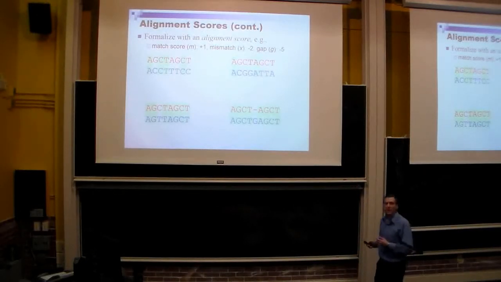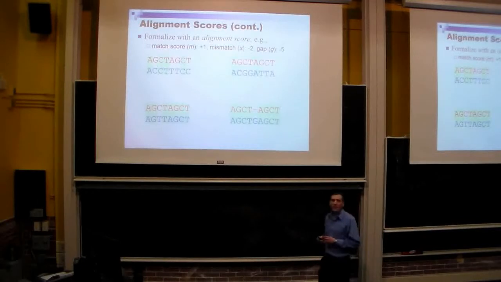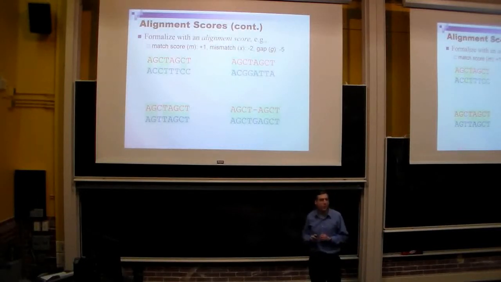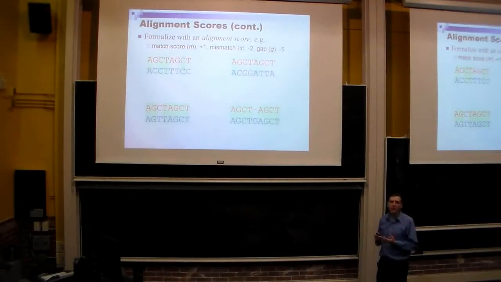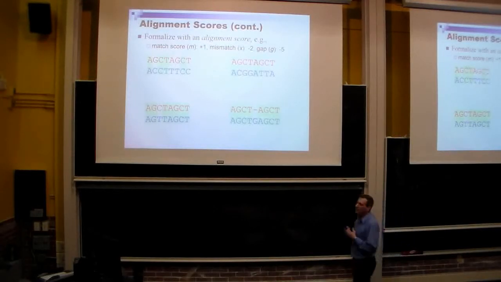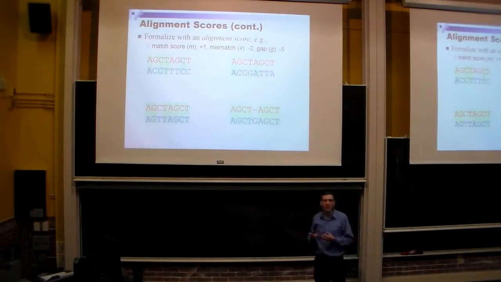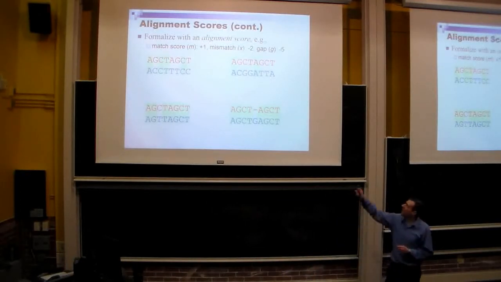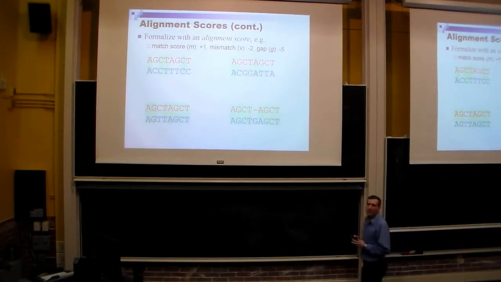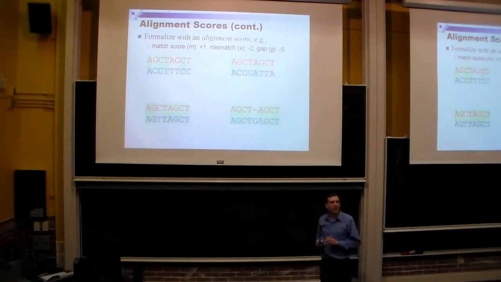Likewise, a gap is something that we would say is evidence against a match. And usually we would say that a gap, so gaining or losing a base, is something that would happen less frequently in evolutionary time than a mismatch. So flipping a base is in some sense less likely to create significant change to the function of an organism than gaining or losing a base. And so probably we would penalize gaps more heavily. But again, it depends on what we're trying to do.